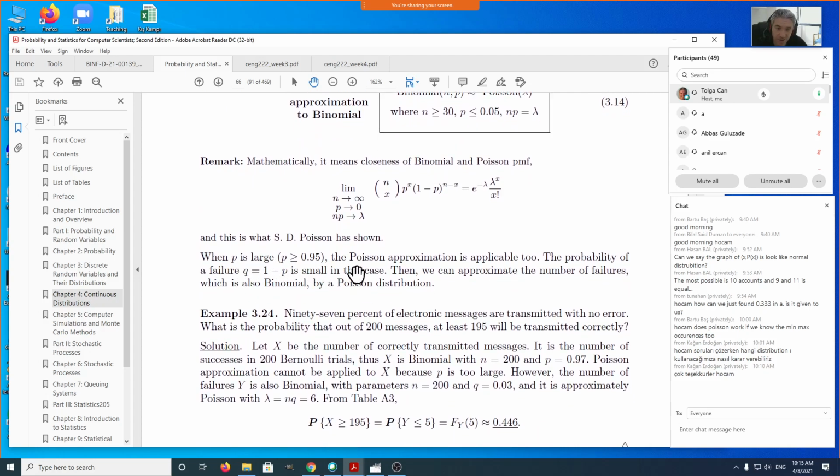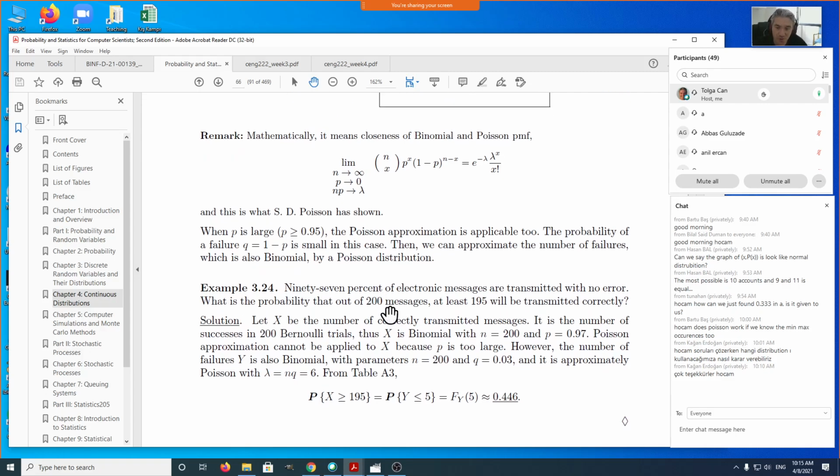When p is large, we can still use the Poisson approximation by taking the complement of this, in case we are going to model the number of failures as a Poisson distribution.